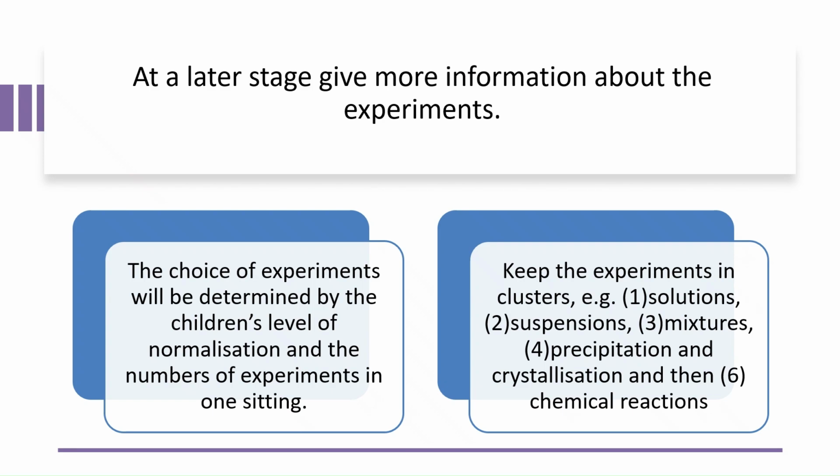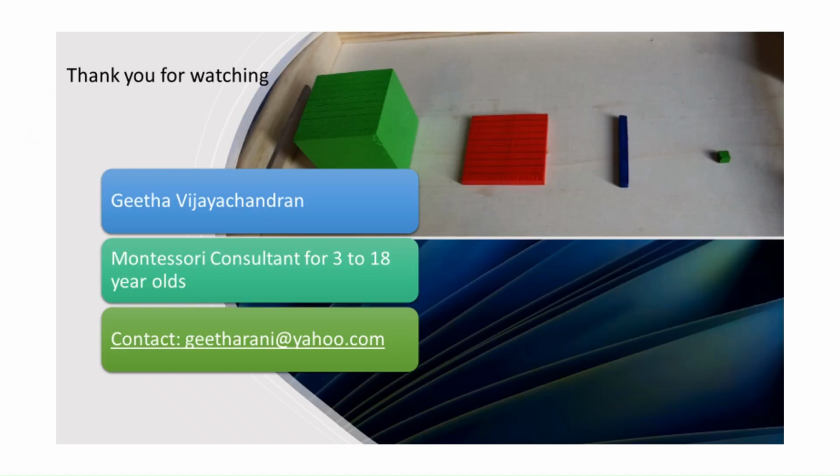The choice of experiments will be determined by the children's level of normalization and the numbers of experiments in one sitting. Keep the experiments in clusters. Example, solutions, suspensions, mixtures, precipitation and crystallization, and then chemical reactions. This brings us to the end of geography, first part, experiments on story of creation.